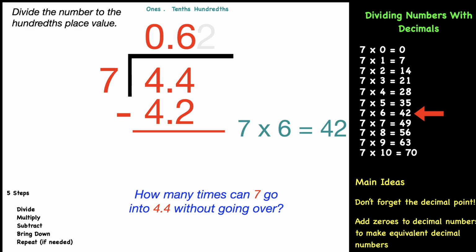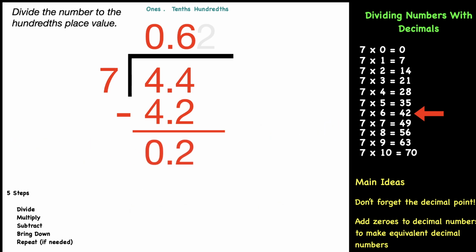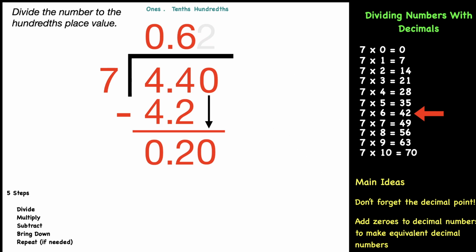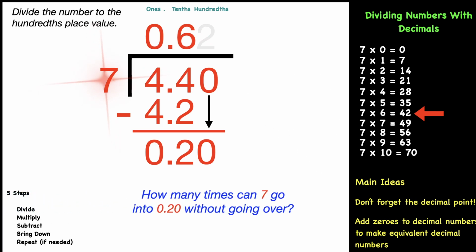The 4/10 minus 2/10 would equal 2/10, and now we are ready to bring down the next number because we're working to hundredths, but notice there is no number, so we're going to add a 0 to make an equivalent decimal. Remember, we said that we're okay to do that only for decimals, not for whole numbers. With that 0, we're going to bring it down, and now we have 20 hundredths, and now we're ready to divide. Ask yourself, how many times can 7 go into 20 hundredths without going over?